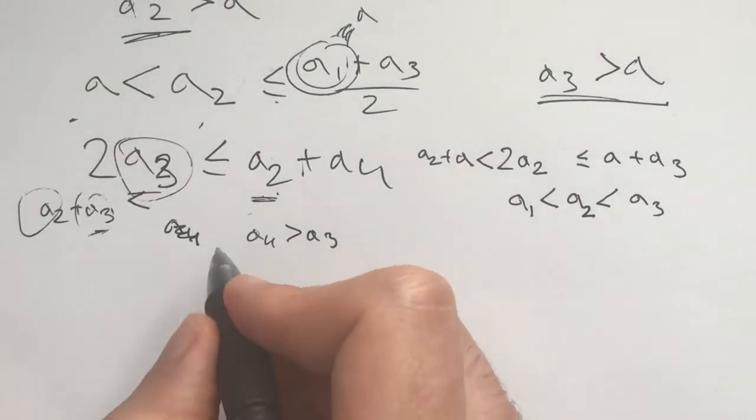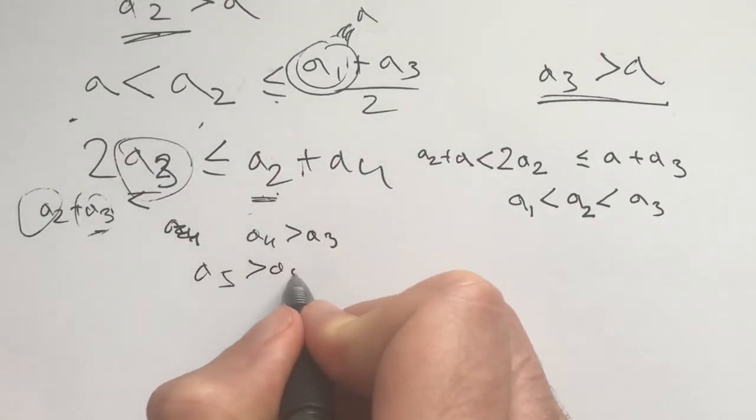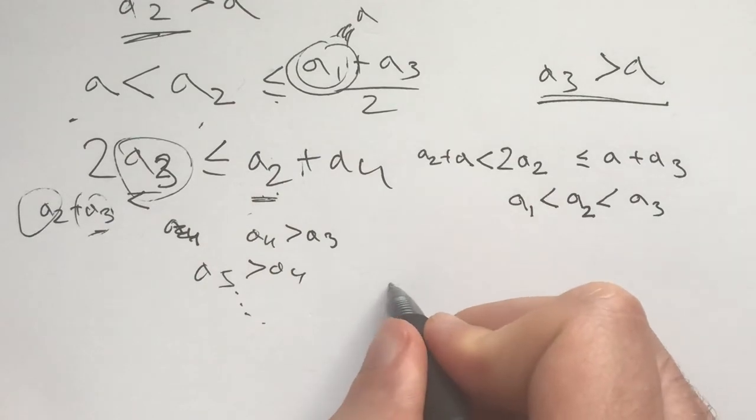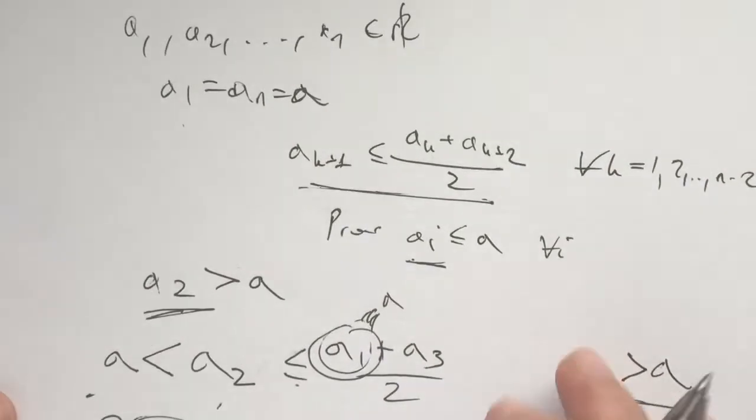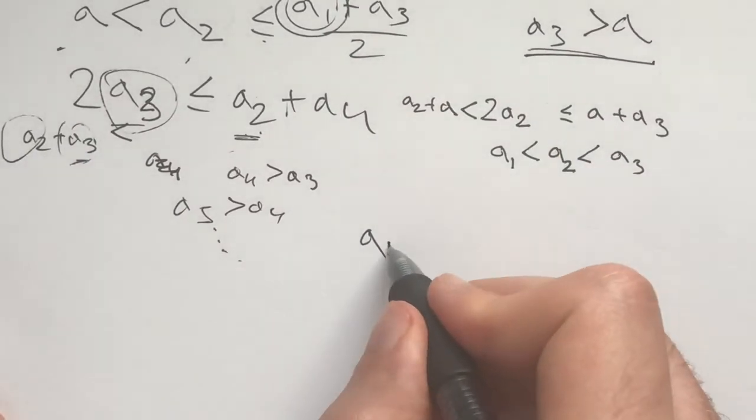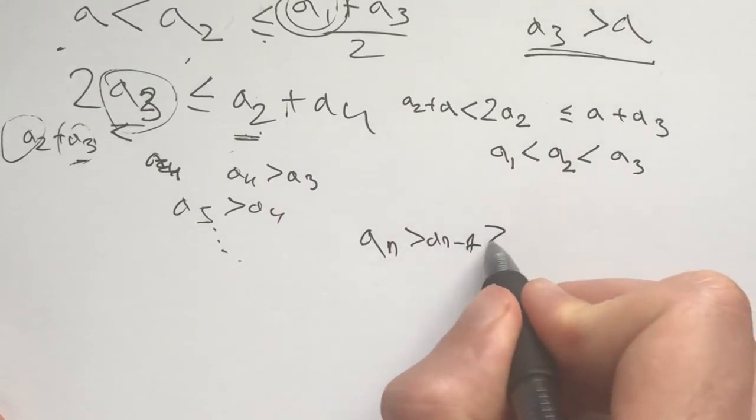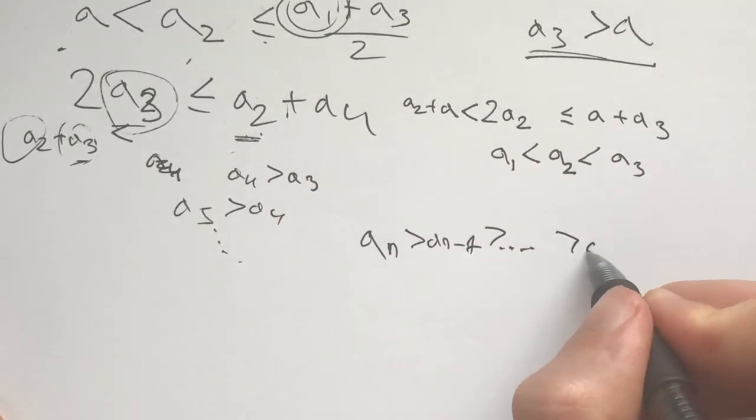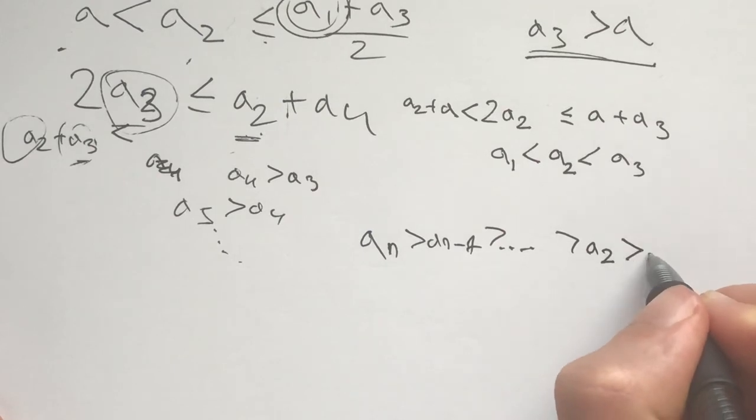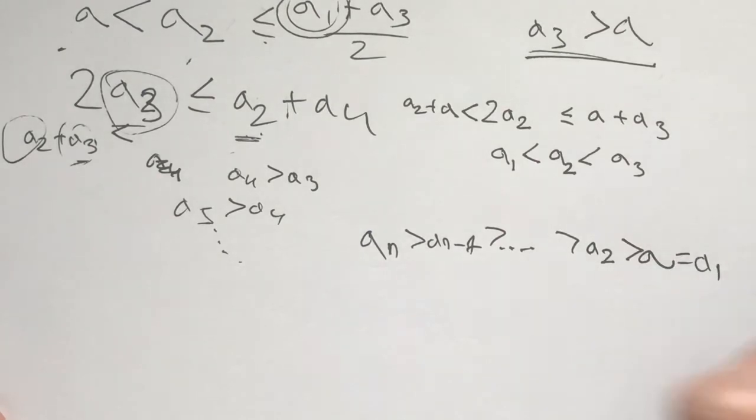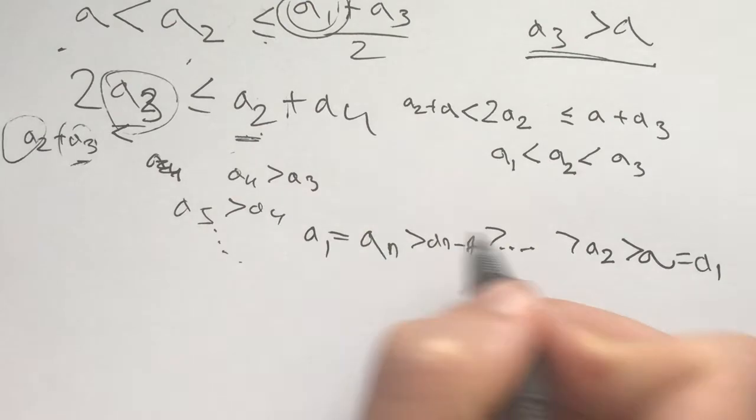And then we'll keep getting that a5 is greater than a4 and so on and so forth till we get to the last number, an. We'll get that an is greater than an minus 1, greater than and so on, all the way till a2 greater than a, which is a1, but this is also a, and we have a contradiction.